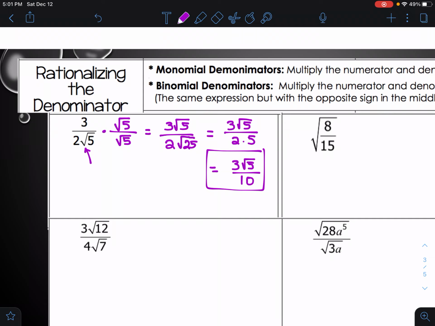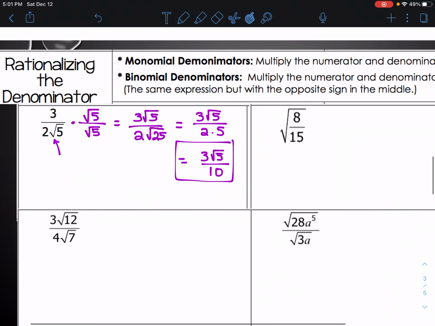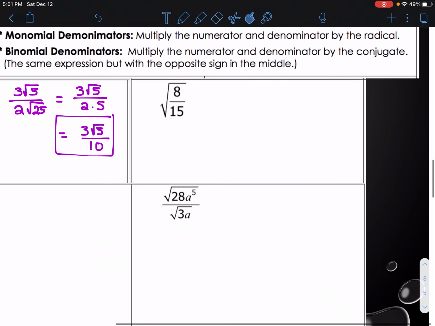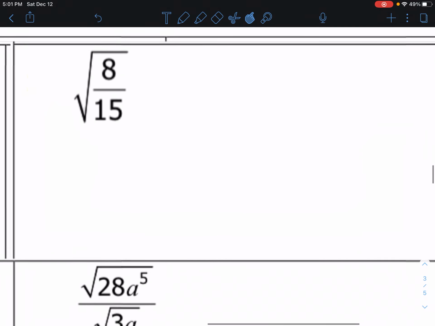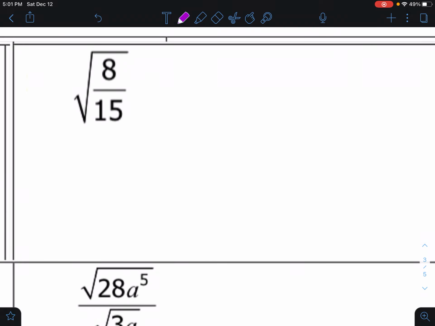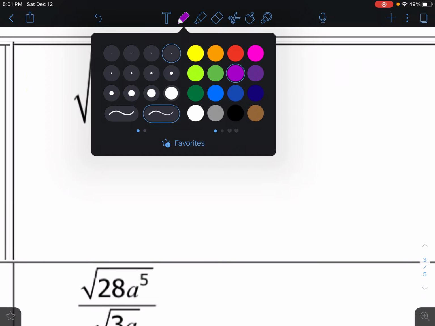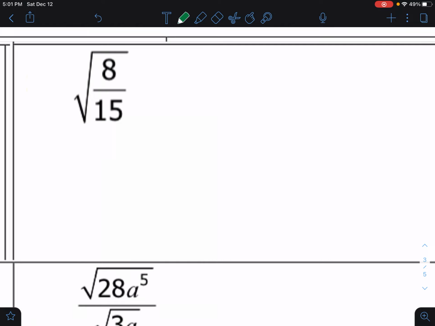Rationalize the denominator there. And now what does this look like for some other problems? So let's take a look at this one. Always you want to start by trying to simplify. This is dividing radicals, excuse me, still. So I want to say, all right, 8 divided by 15. Well, that doesn't work. That's not a nice number. So then I would say the square root of 8 divided by the square root of 15.